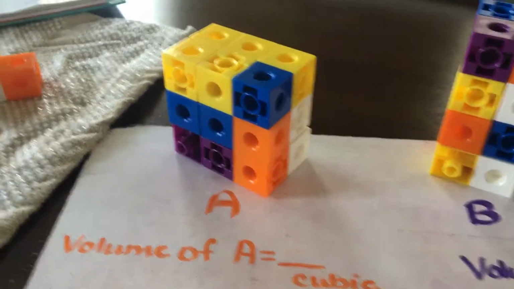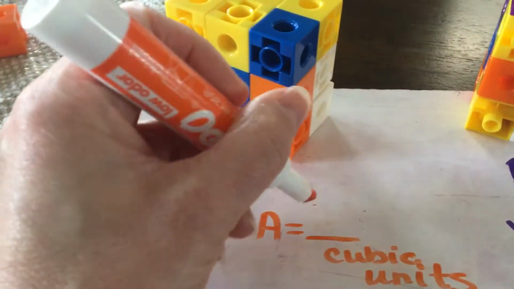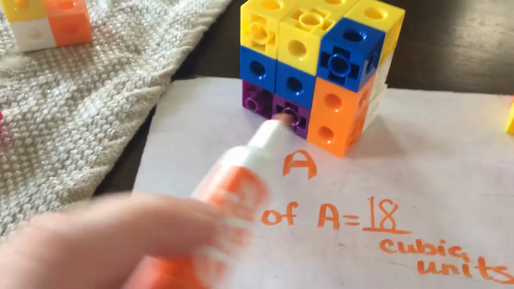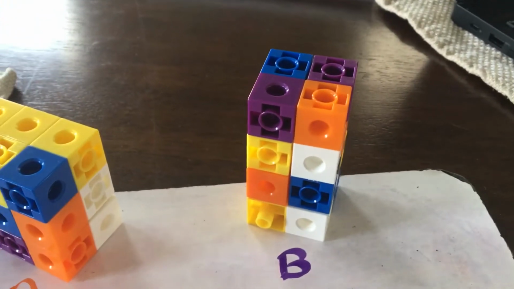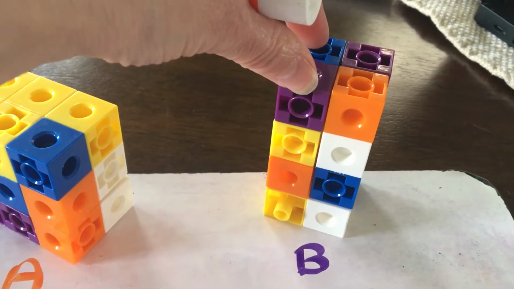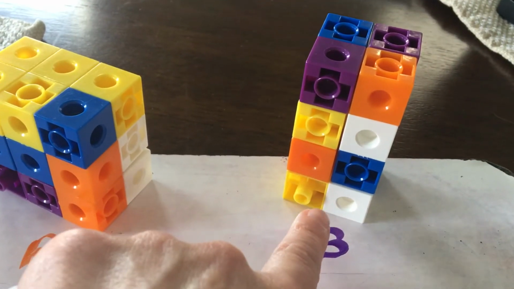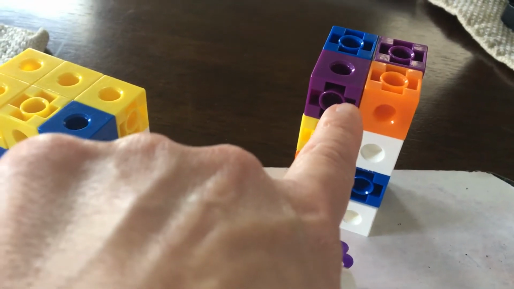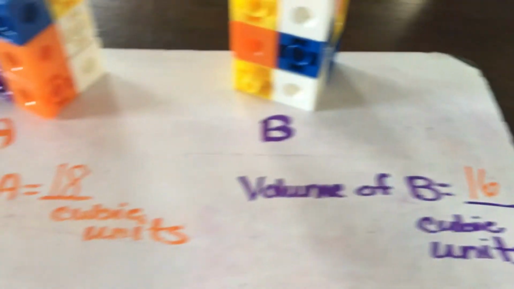Okay, sorry guys. All right, so if I look at this, I have 18 cubes. So this one is 18 cubic units. Then if I look at figure B, I can tell I have 1, 2, 3, 4 in one level, and then I have 1, 2, 3, 4 levels. So I can do 4 plus 4 plus 4 plus 4, or 4 times 4. Either way, this gives me 16 cubic units for figure B.